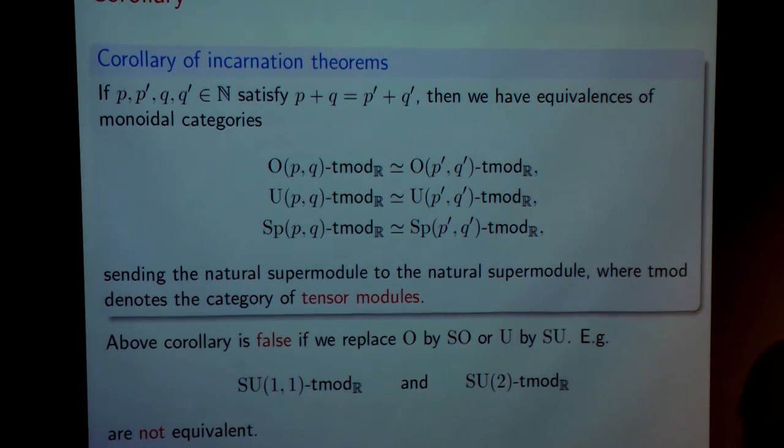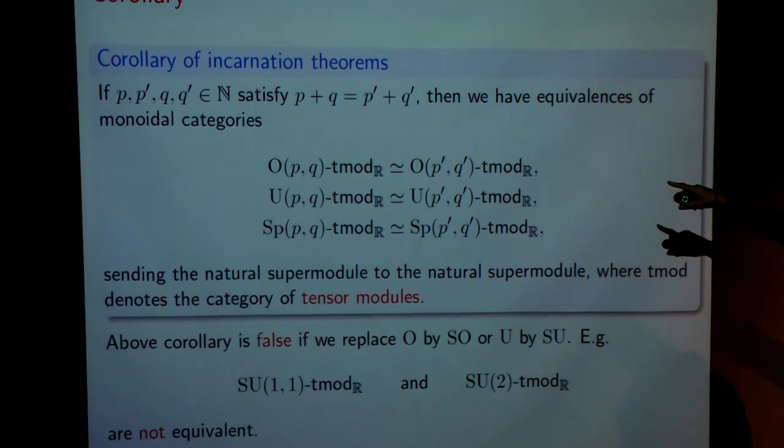Same thing for unitary and symplectic. This is not really a trivial statement. For instance, if you replace orthogonal by special orthogonal or unitary by special unitary, it's false. So you really need orthogonal and unitary there. And we couldn't find these statements anywhere in the literature, although we somehow suspect that they're known to some people.